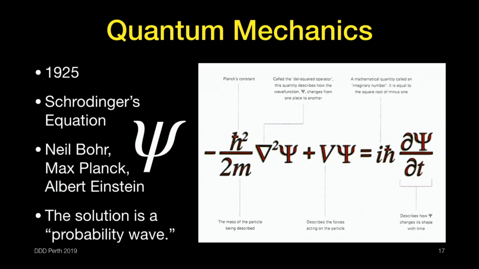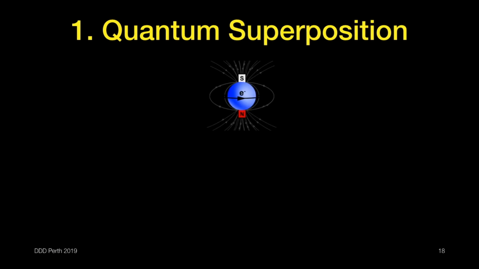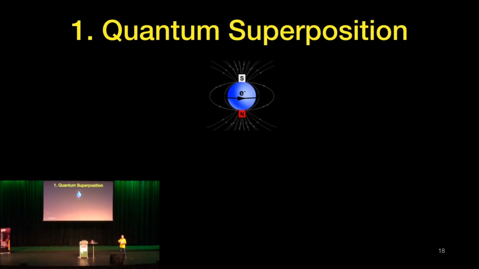And the solution of this equation is that wave, that probability wave I was talking about, which describes where the electrons will go with what probabilities. That's very important. Quantum physics isn't deterministic like classical physics. It's probabilistic, and that's very different. So let's explain this. Look at 2 or 3 of these concepts.